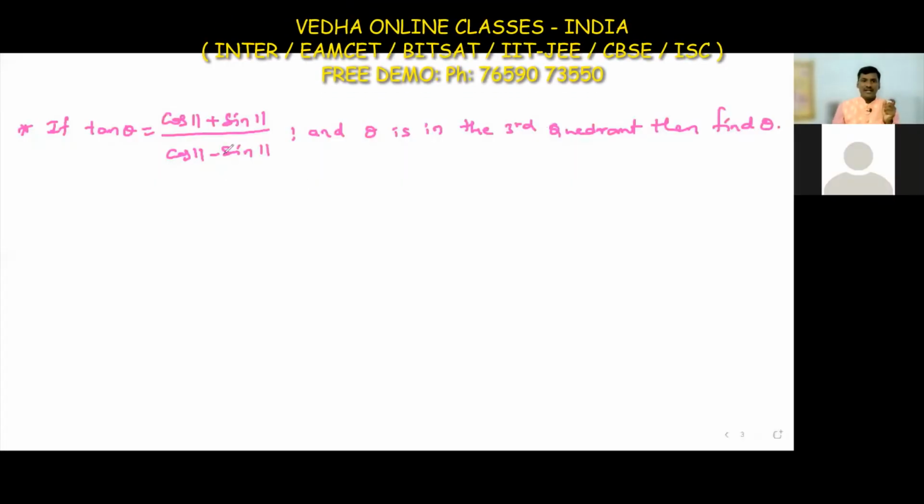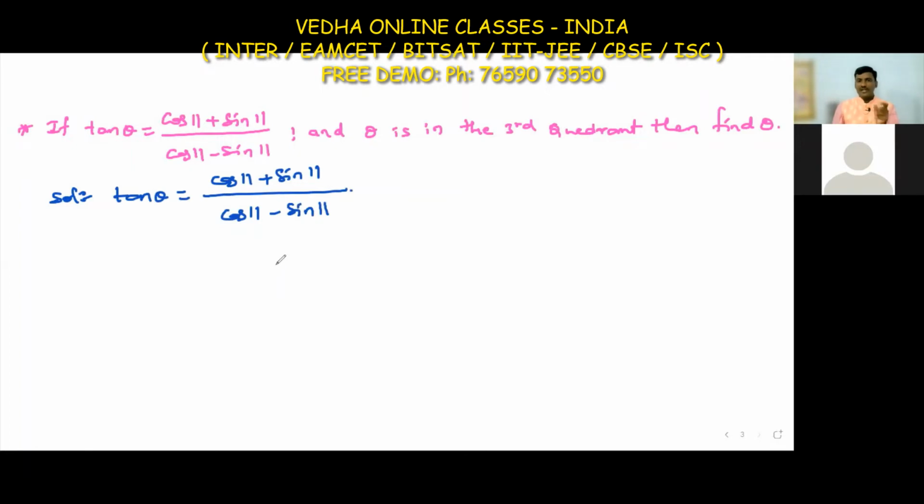If tan theta is equals to cos 11 plus sin 11 divided by cos 11 minus sin 11 and theta is in the third quadrant, then find theta. What is given here? Tan theta is equals to cos 11 plus sin 11 divided by cos 11 minus sin 11.